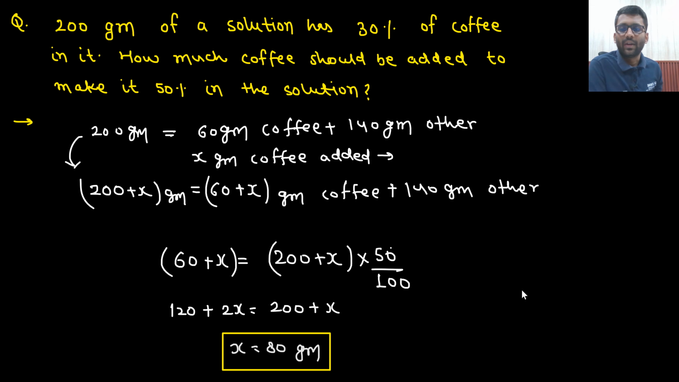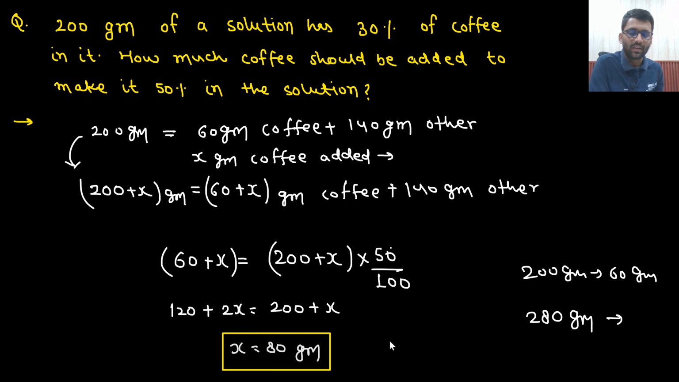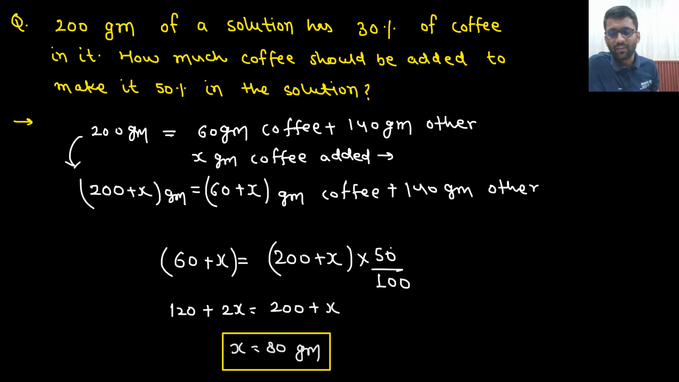Basically, initially you had 200 gram of solution and 60 gram was coffee. Now you are adding up 80 gram. That means you are making the solution to be 280 gram, and now your coffee will be 80 plus 60, 140 gram. So it is 50%. That's it. So these kind of questions are asked in the examination. These are very easy. So 1 mark you will be able to score very quickly.